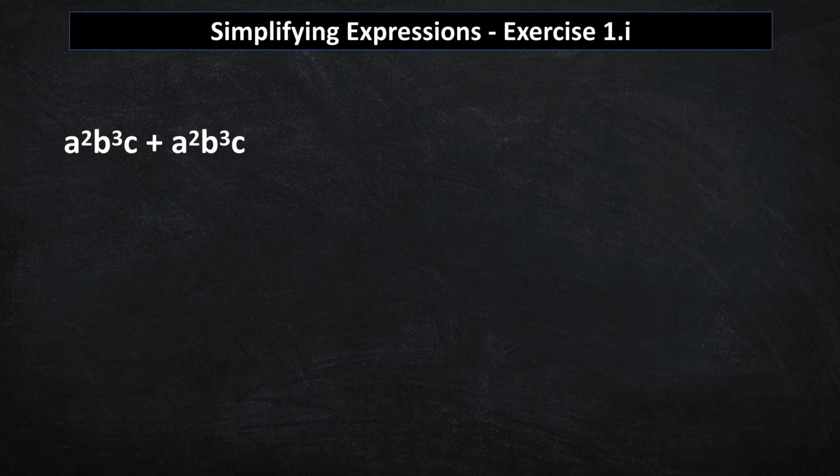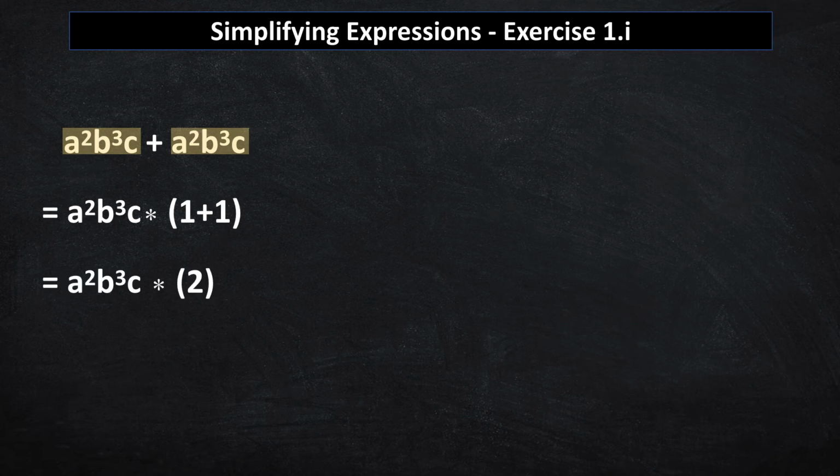This is the next expression that we want to simplify. We can see that it's made up of two terms that are exactly the same. And so we write the common part at the beginning of the next line, and inside the parentheses this time there will be 1 plus 1. As 1 plus 1 equals 2, then the final simplified expression will be 2a to the power of 2, b to the power of 3, c. And this is the final answer.